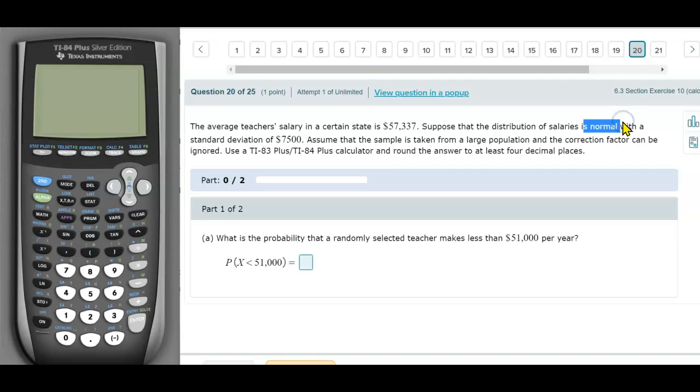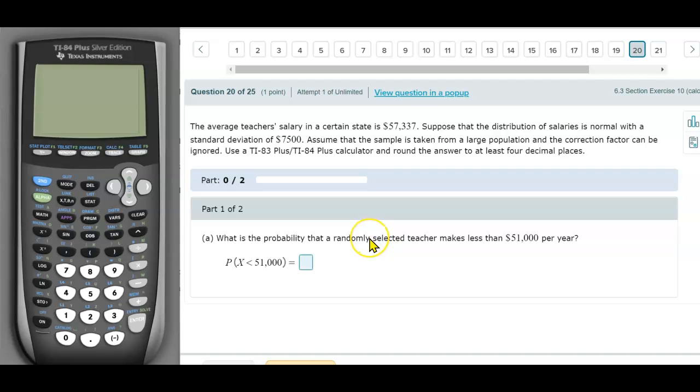So you are not working on the z-axis, you are working on the x-axis. All right, and they are also giving you the standard deviation. So standard deviation is 7,500. All right, then they say to assume that the sample is taken from a large population. This means those values are basically accurate for the population. All right, and we're going to be using the calculator in order to solve this.